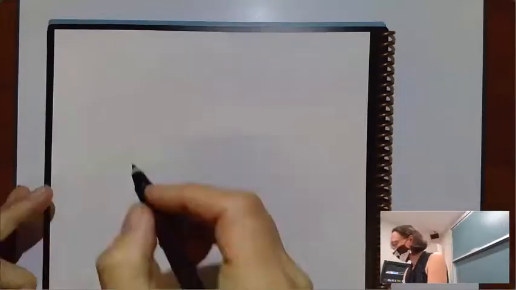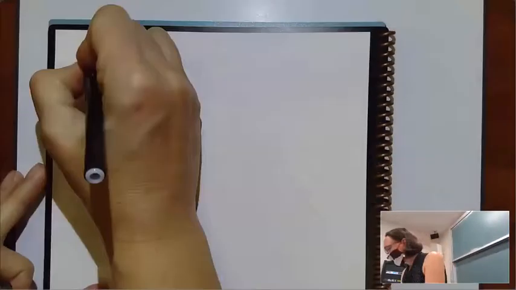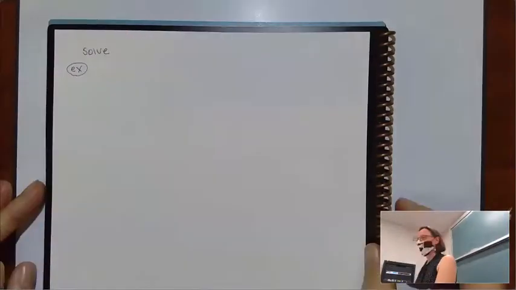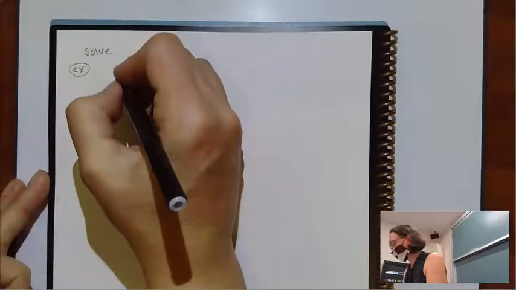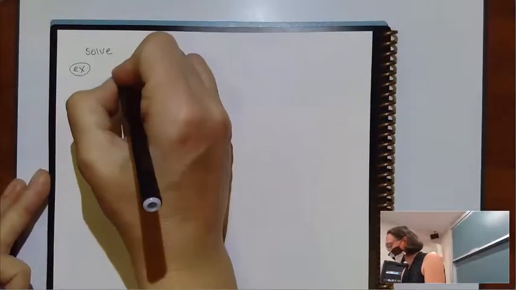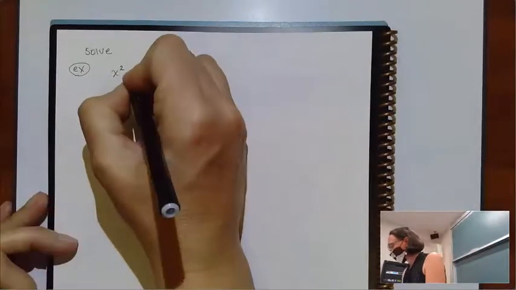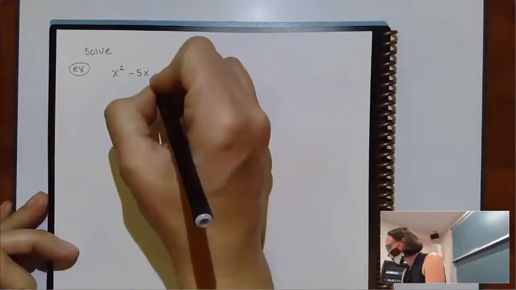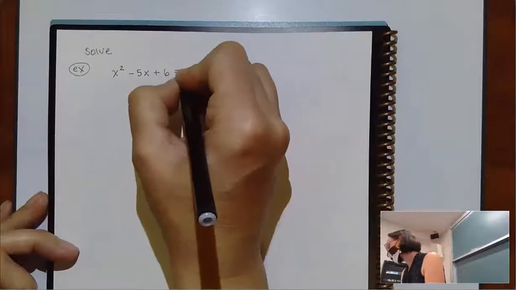Most of the time, the problems are not going to start quite so nicely for you. Most of the time, you're actually going to start with something that maybe looks like, how about x squared minus 5x plus 6 is equal to 0.